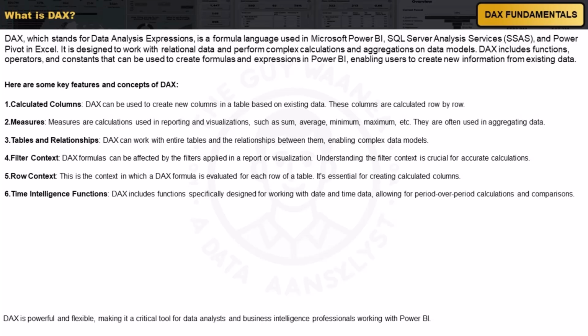Calculated columns. DAX can be used to create new columns in a table based on existing data. These columns are calculated row by row. Measures. Measures are calculations used in reporting and visualizations, such as sum, average, minimum, maximum, etc. They are often used in aggregating data.